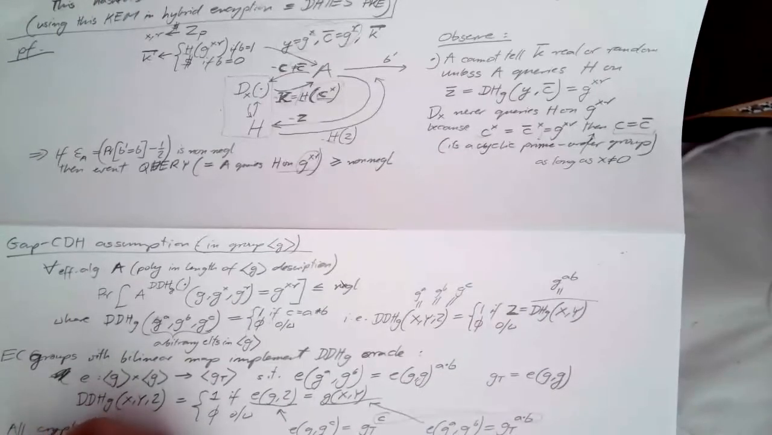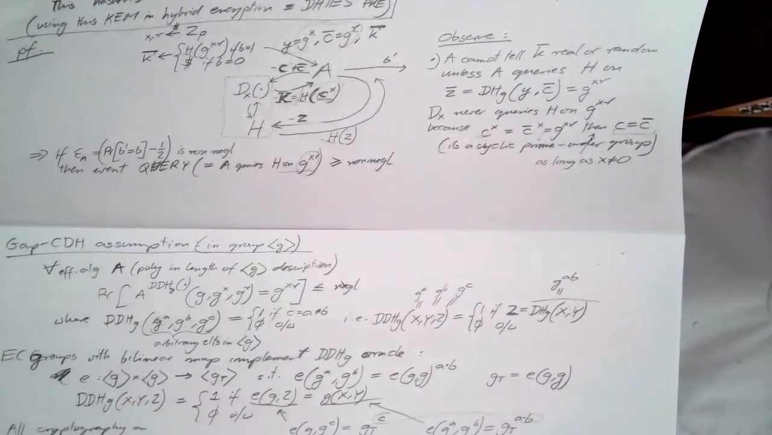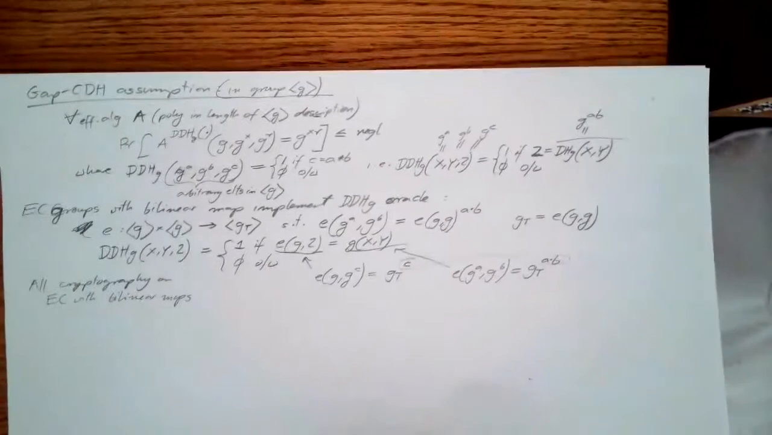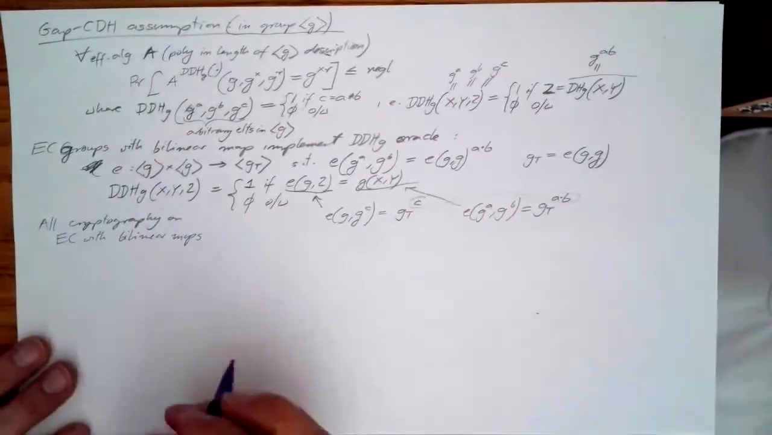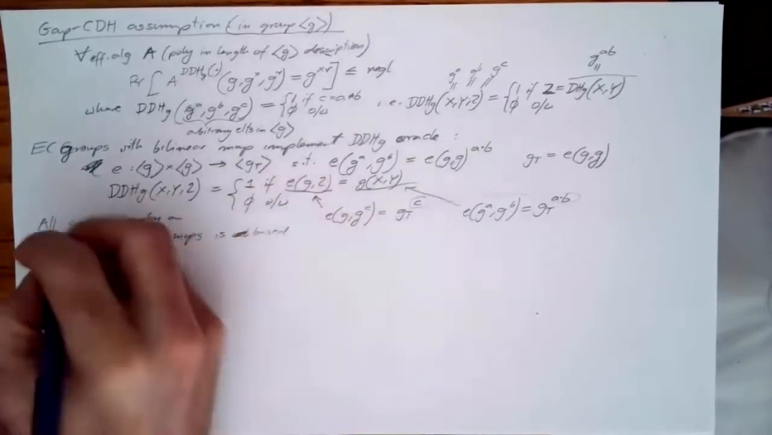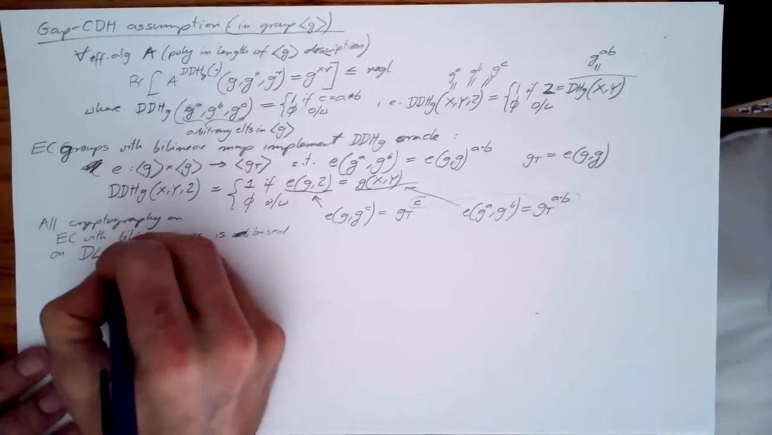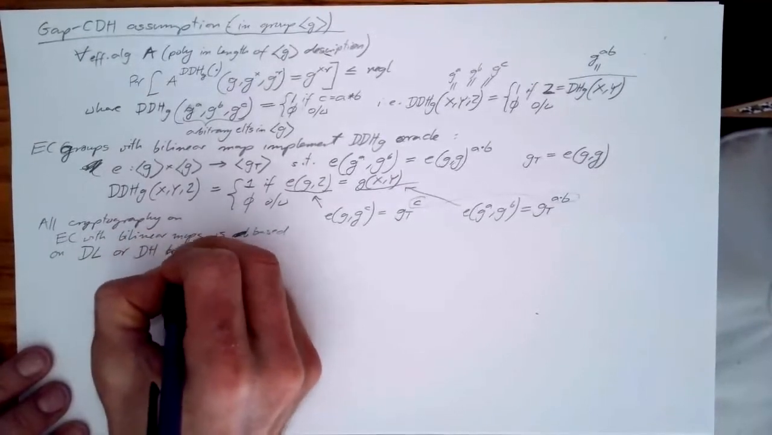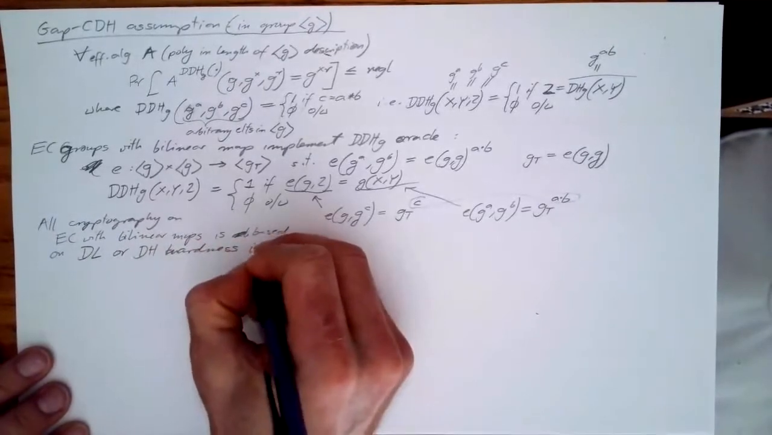Okay, and basically all cryptography on elliptic curves with bilinear maps is based on either discrete log or Diffie-Hellman hardness in such groups.